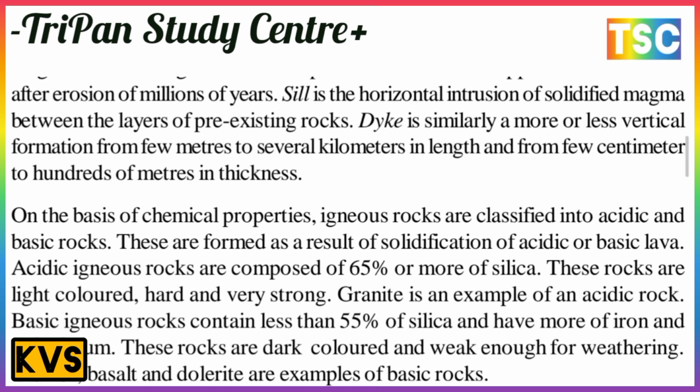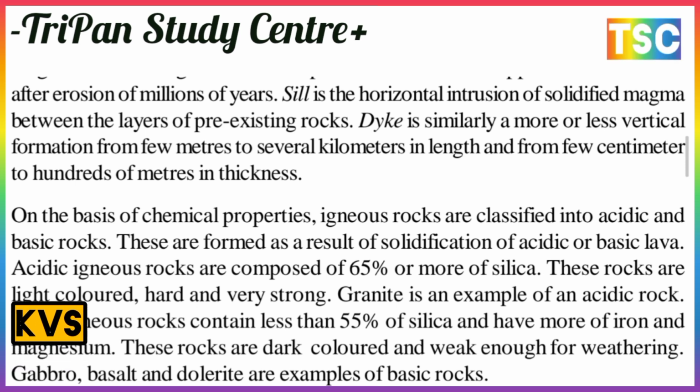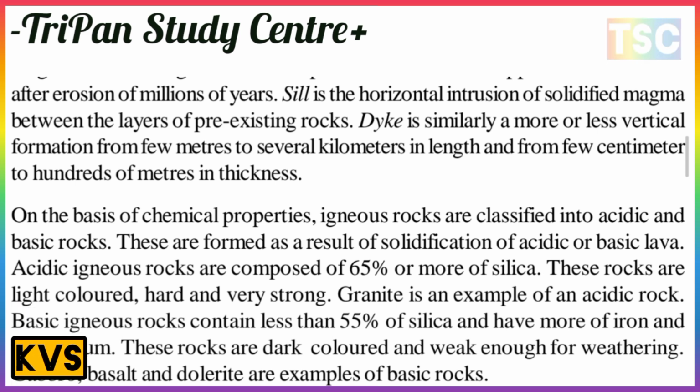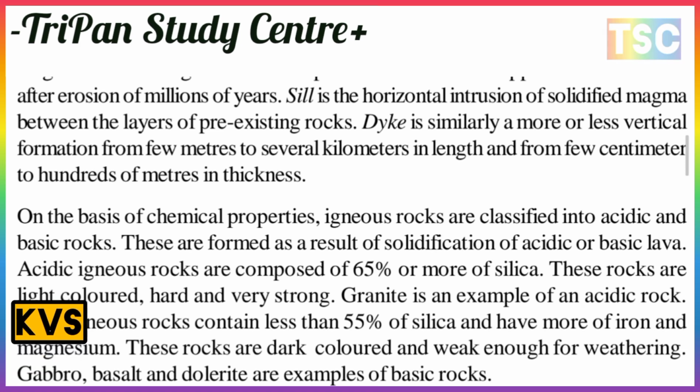There are the most important acidic and basic rocks, and these are formed as a result of solidification of acidic and basic lava. The acidic igneous rocks are composed of 65% or more of silica, and these rocks are light in color, hard and very strong. Granite is an example of the acidic rock, and basic igneous rock contains less than 55% of silica.